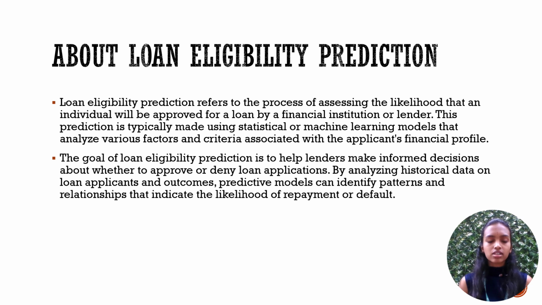About loan eligibility prediction. Loan eligibility prediction refers to the process of assessing the likelihood that an individual will be approved for a loan by a financial institution or lender. This prediction is typically made using statistical or machine learning models that analyze various factors and criteria associated with the applicant's financial profile. The goal is to help lenders make informed decisions about whether to approve or deny loan applications by analyzing historical data on loan applications and outcomes. Predictive models can identify patterns and relationships that indicate the likelihood of repayment or default.